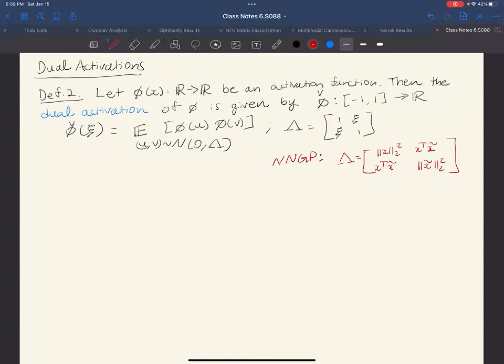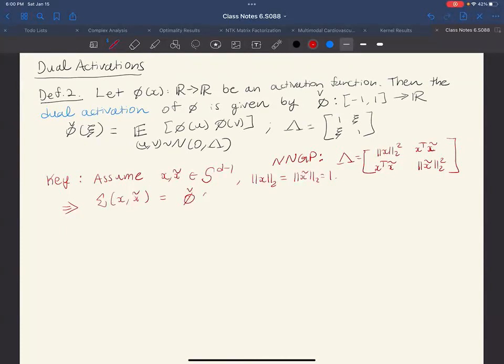But now, if we just assume, so the key, assume your data is normalized to have norm 1. So assume your x tilde lie on this unit sphere in d dimensions. This just means that the norm of x tilde is 1. Then, of course, my neural network Gaussian process, sigma of x tilde, converges in probability exactly to this dual activation.